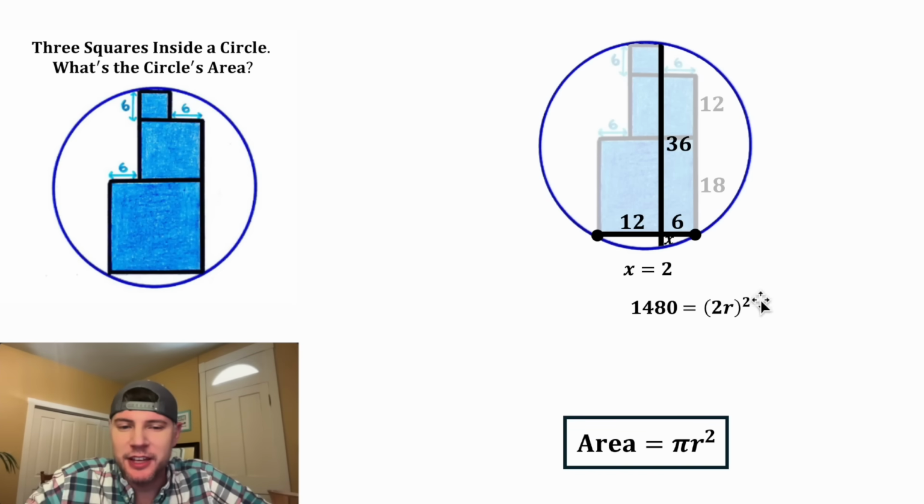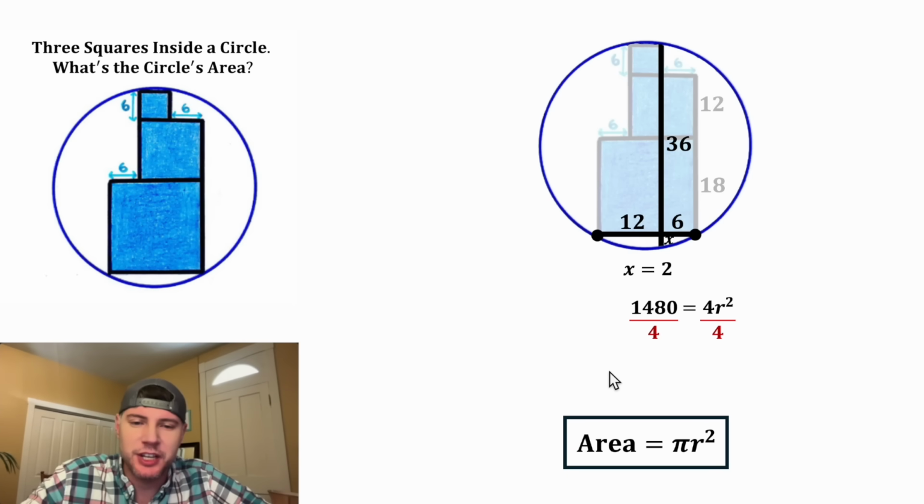And then on the right-hand side, the square can go to each of these, giving us 2 squared r squared. 2 squared is equal to 4, and then we can divide both sides by 4. On the left-hand side, 1480 divided by 4 is equal to 370. And the right-hand side is equal to r squared.